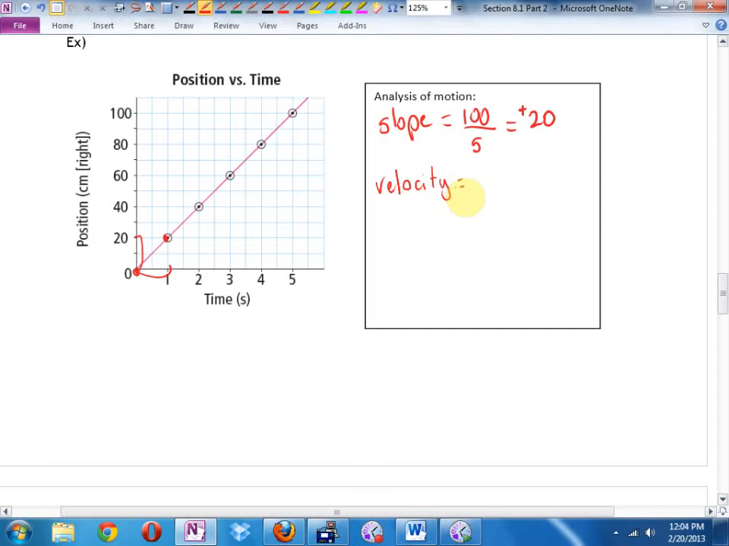20. I got to be careful. Now I got to do units. So velocity is a vector. Positive 20. What are the units? What are we measuring? Centimeters per second. This time not meters per second.